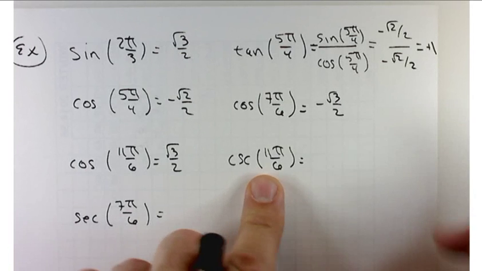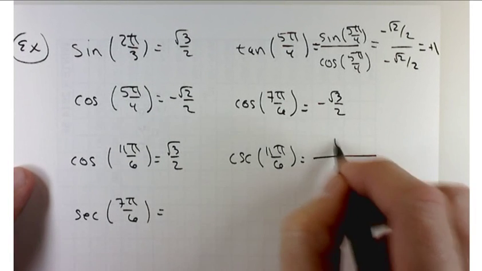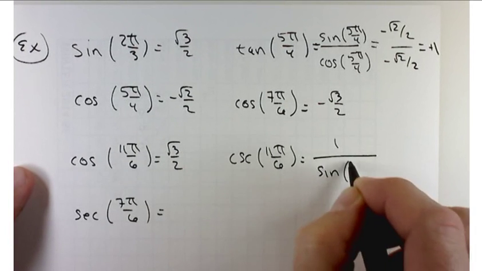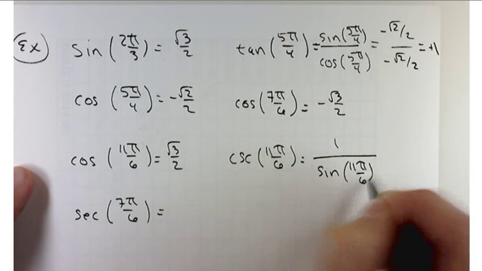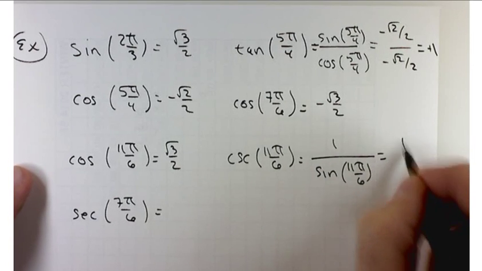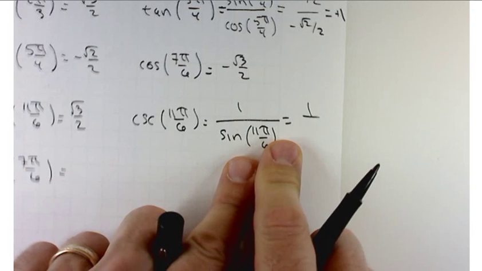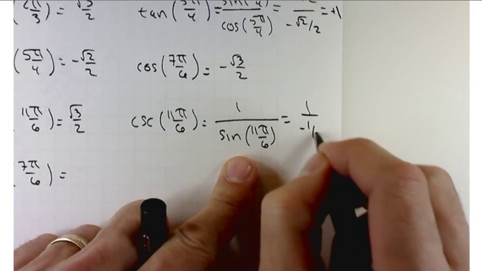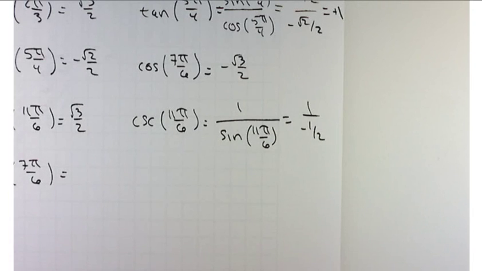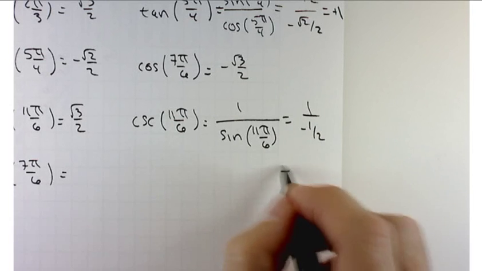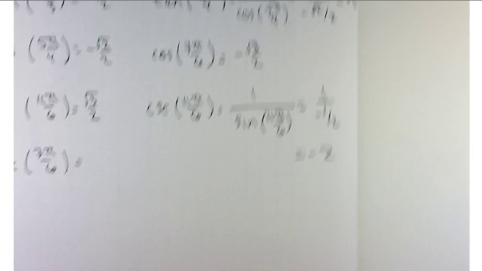For the cosecant, what you can do is think of that as 1 over the sine of 11 pi over 6. What's the sine of 11 pi over 6? Negative 1/2. Please don't leave it like that. I don't think it's much to ask you to simplify that. What do you get? Negative 2.